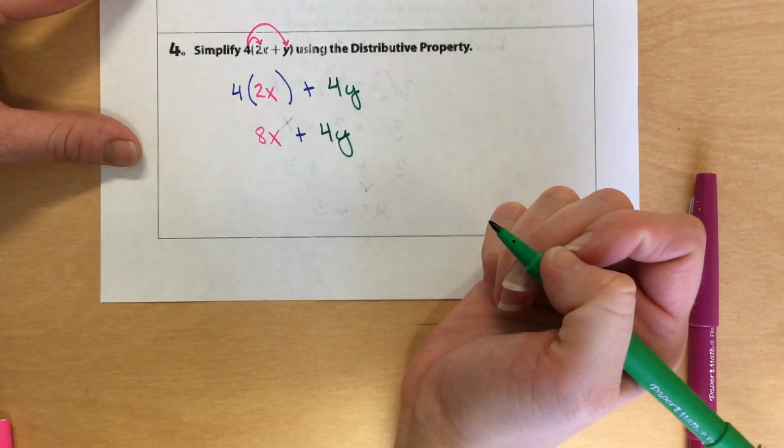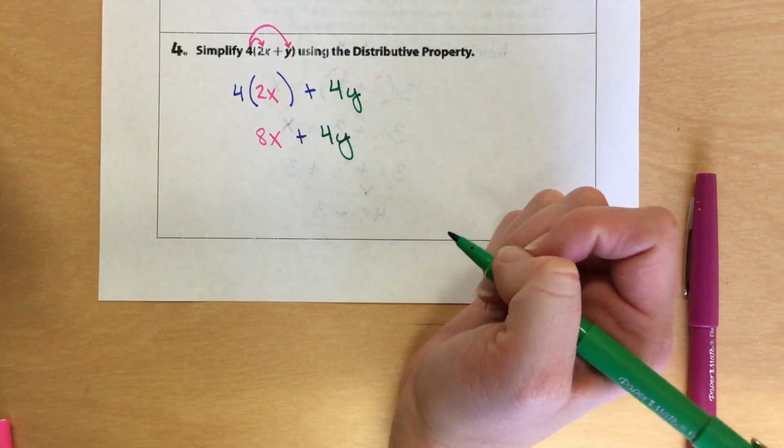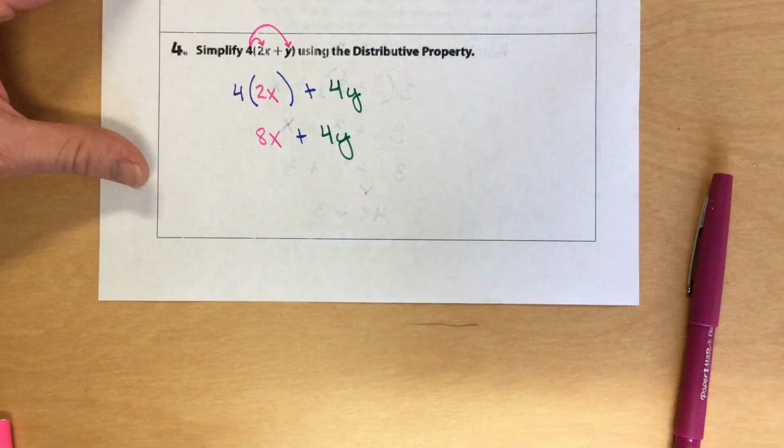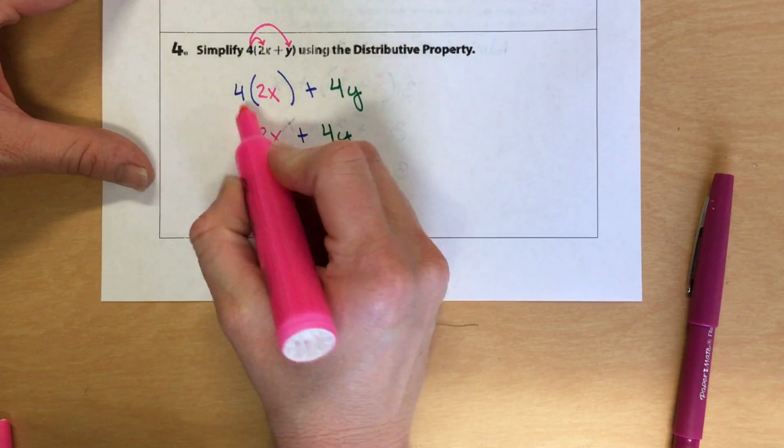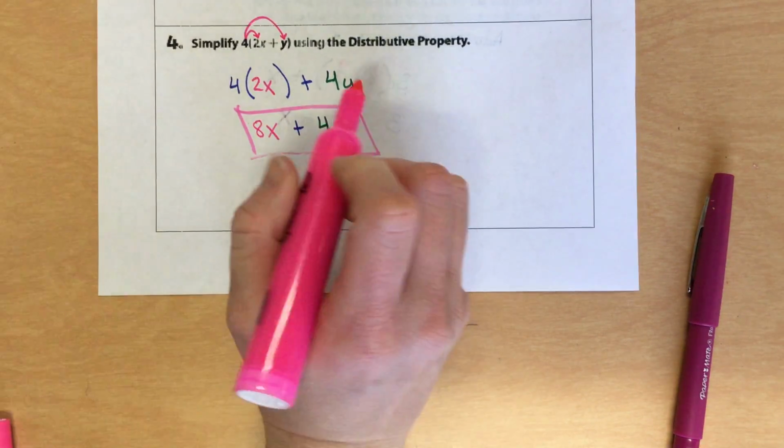Okay, do we have any other like terms that we can combine? Meaning, do I see any other letters that are the same? Nope, I have an x here and a y here. They're not like terms, so that is our simplified expression.